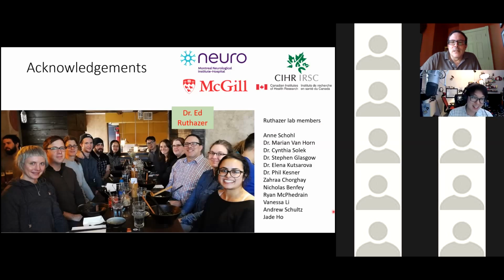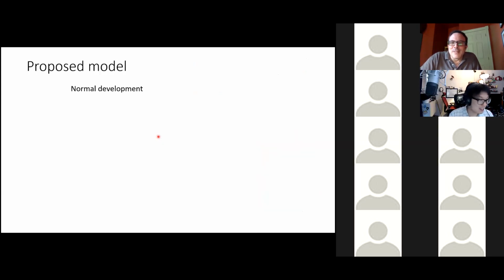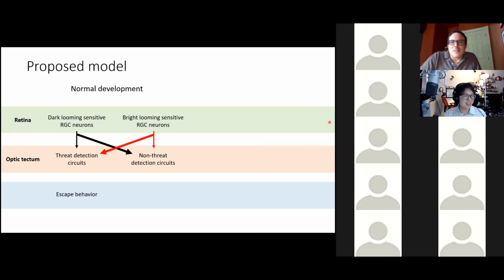I have a model, and it's not the best model. I'm not trying to say this is the end-all explanation. It's just a proposed model. Arjun will probably shoot this down, but basically the idea is that during development, the dark looming sensitive retinal ganglion cell neurons should be wiring with the threat detection circuits, but they may also miswire with non-threat detection circuits. And the bright looming sensitive retinal ganglion cell neurons should be mainly wiring with the non-threat detection circuits, but they may also miswire with the threat detection circuits.